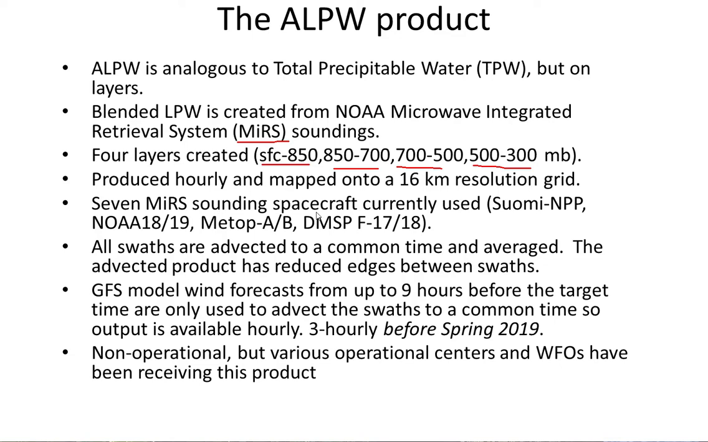7 MiRS sounding spacecraft are currently used, essentially these satellites that are listed. All swaths are advected to a common time and averaged. The advected product has reduced edges between the swaths. GFS model wind forecasts from up to 9 hours before the target time are only used to advect the swaths to a common time so that output is available hourly.